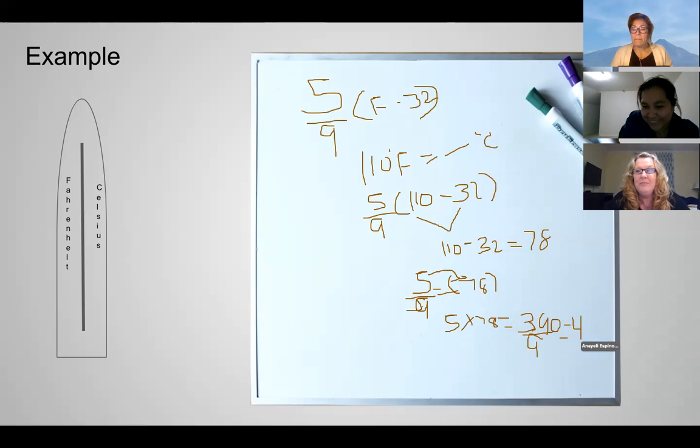It's 43.3. Too many 3s after the 3. Yeah, so we're just going to leave it as 43.33. That's our Celsius. We're going to round it up. So that's how you do it. So that's how we convert Fahrenheit to Celsius.